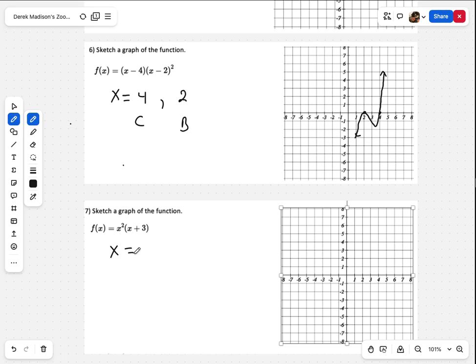For this one, x is 0 and -3 with a bounce at 0 and a cross at -3. So there and there. So crossing on -3 and then bouncing off of 0.